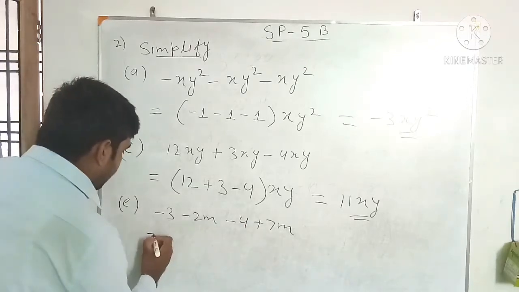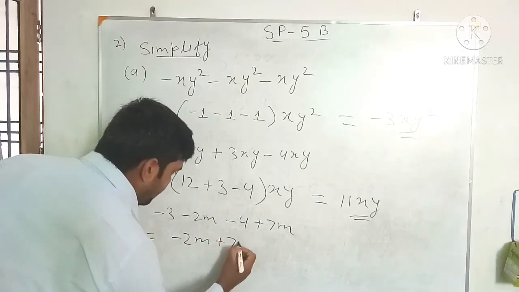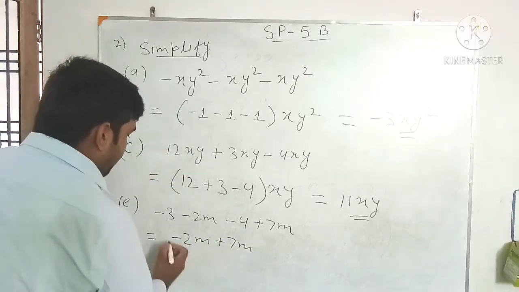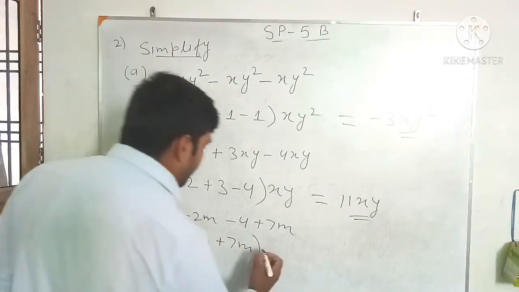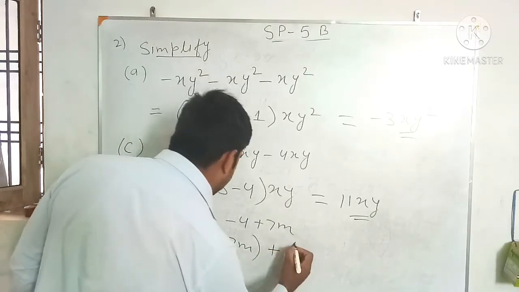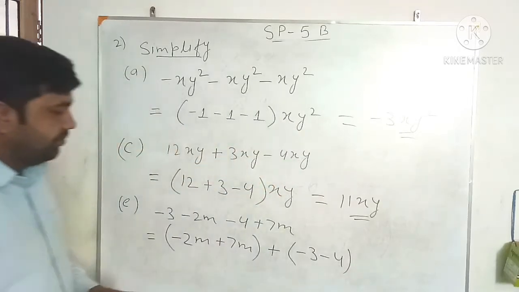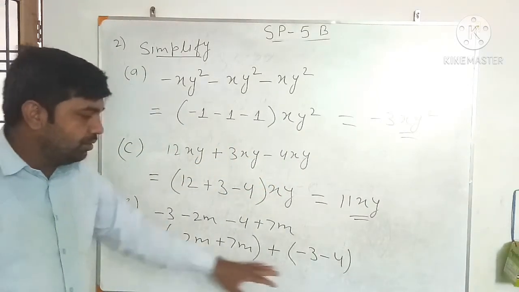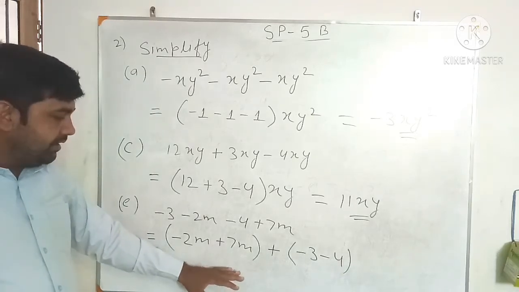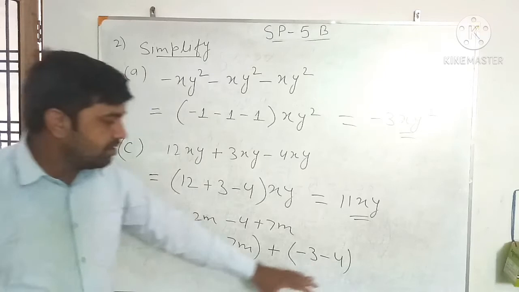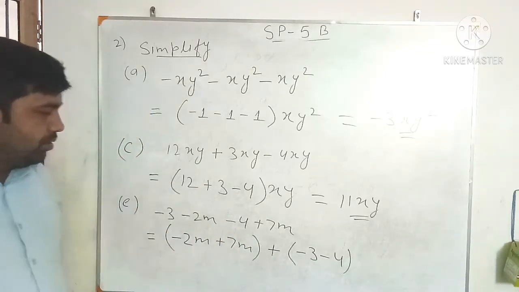So first we arrange it. First we write all the variable terms together: minus 2m plus 7m. In one bracket we write these things. We make a group of the like terms. Now the second group, the constant group, is minus 3 minus 4. First we make a group of the like terms. In one bracket this is the group of like terms and this is also a group of like terms. So here 2 different groups of like terms are there. So make the 2 groups.